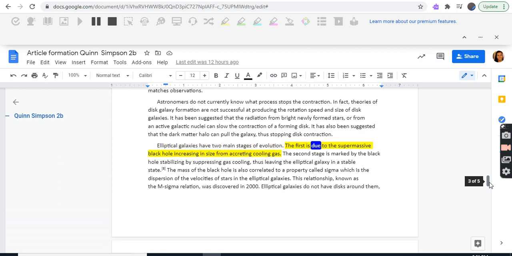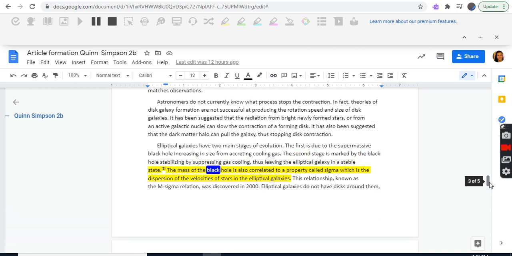The first is due to the supermassive black hole increasing in size from accreting cooling gas. The second stage is marked by the black hole stabilizing by suppressing gas cooling, thus leaving the elliptical galaxy in a stable state.